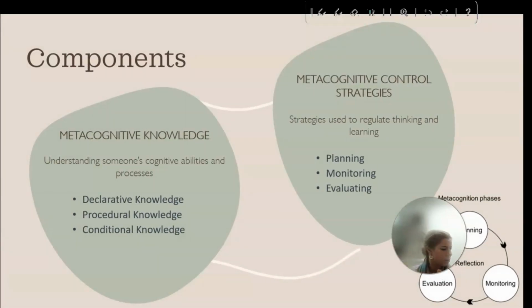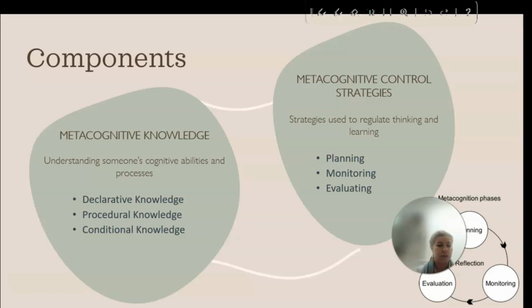The components of metacognition are metacognitive knowledge, which is the understanding of someone's cognitive abilities and processes. Here, we have declarative knowledge, which is, let's say, knowing what you know. For example, I'm good at science or I'm good at math. We have the procedural knowledge, which is understanding how you know. For example, I can solve a math problem step by step.